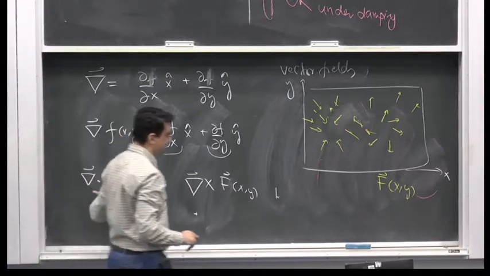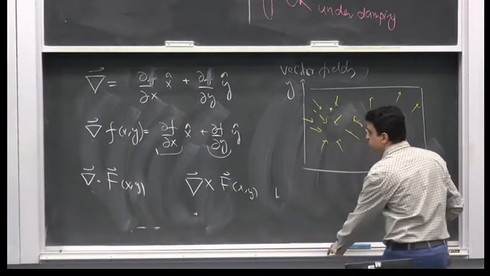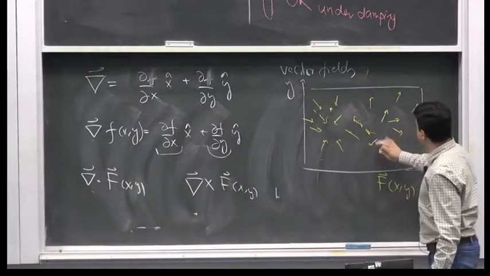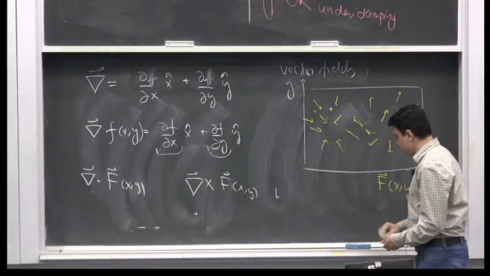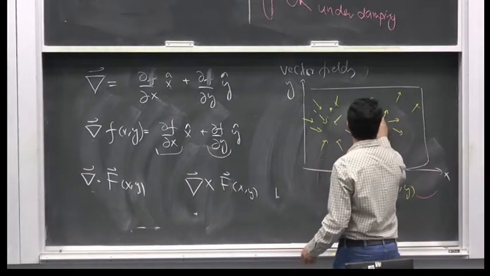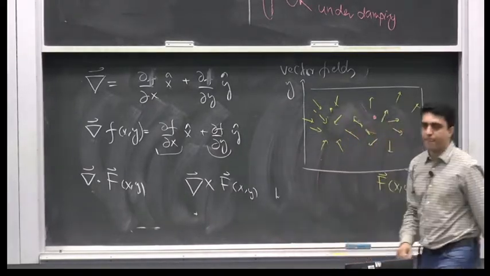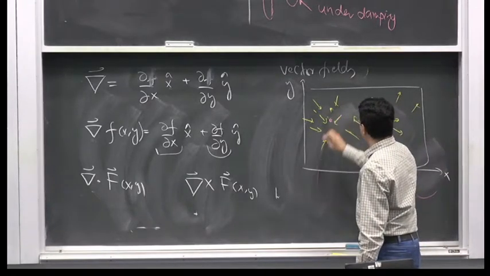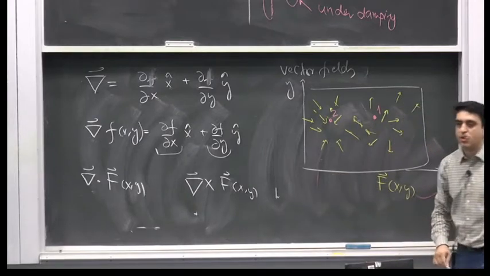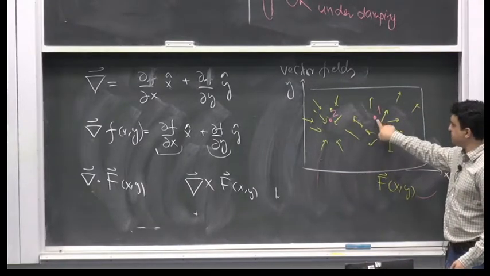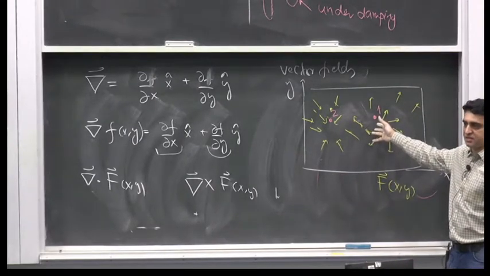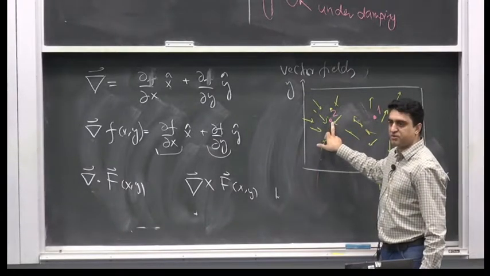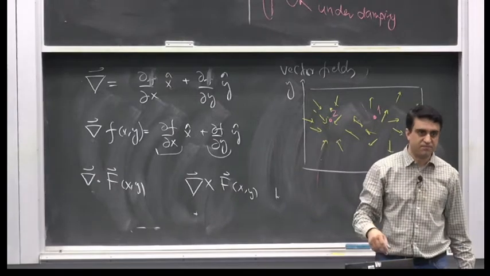Let's say I have this operator, del dot f. If I apply del dot f in this field at this location, which is point number one, and then I do it at this location, which is point number two: if you do del dot f at the first point, you would get a positive value. But if you do del dot f at point number two, you would get a negative value.